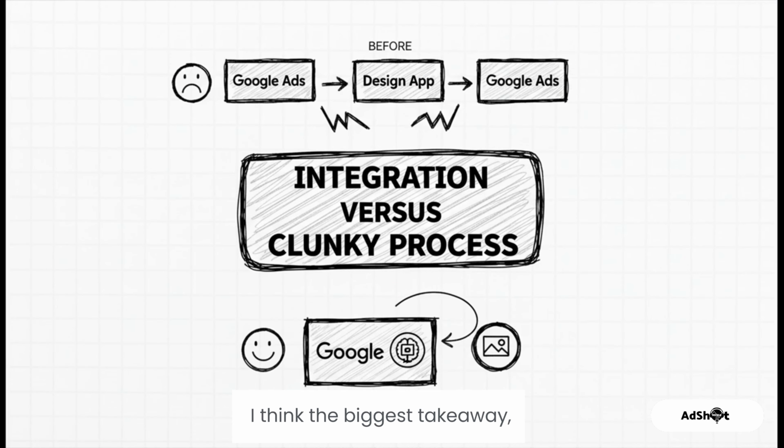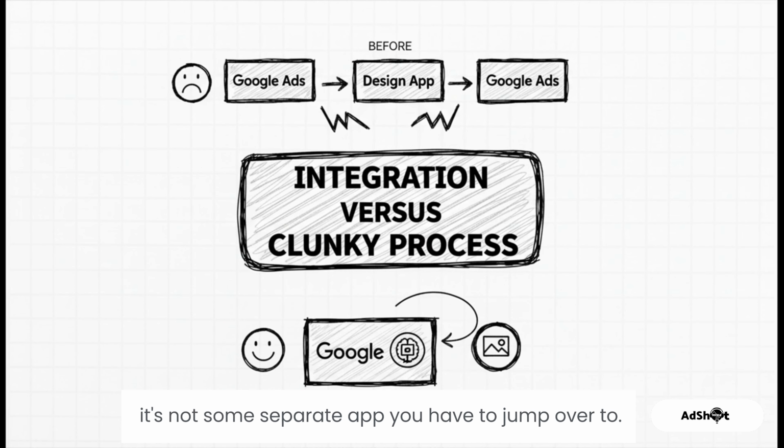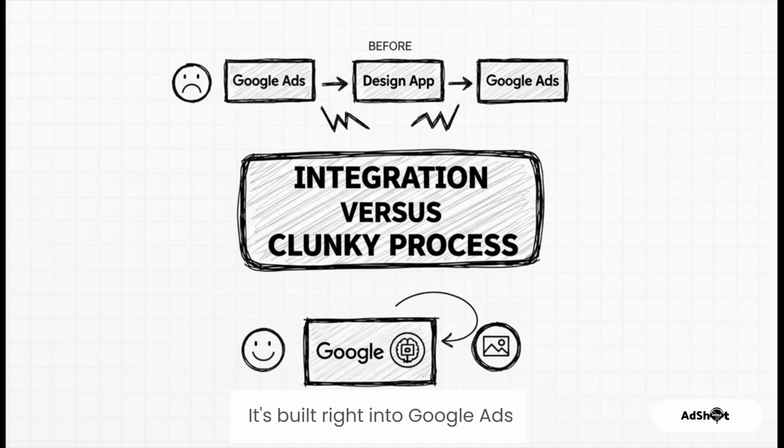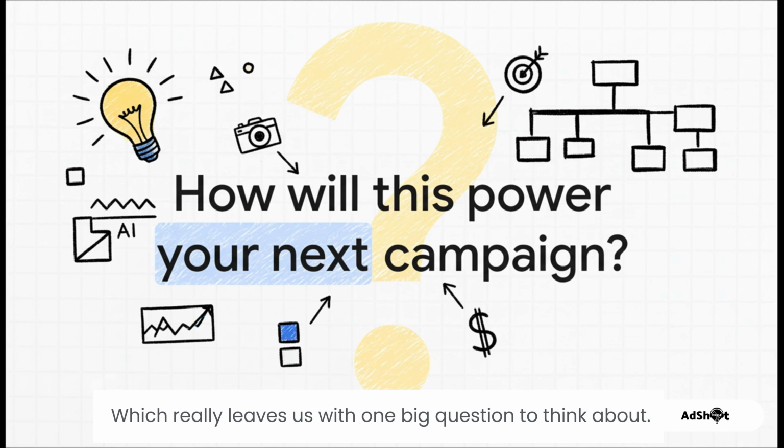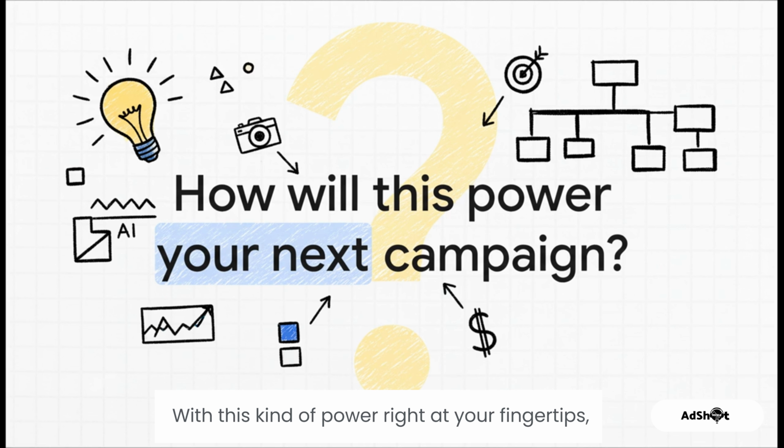I think the biggest takeaway, the thing you really need to remember, is that this is now a native part of your workflow. This powerful AI image tool, it's not some separate app you have to jump over to. It's built right into Google Ads, where you're already doing your work. And that seamless integration, that's the real game changer. So that gap between having a cool idea and actually bringing it to life, it just got a whole lot shorter, which really leaves us with one big question to think about. With this kind of power right at your fingertips, how is it going to supercharge your next campaign?